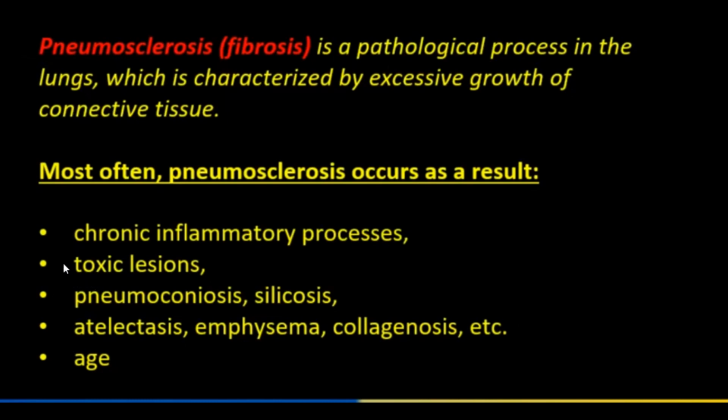Pneumosclerosis, or fibrosis, is a pathological process in the lungs, which is characterized by excessive growth of connective tissue. Most often, pneumosclerosis occurs as a result of a chronic inflammatory process, toxic lesions, pneumoconiosis, silicosis, atelectasis, emphysema, keratinosis, etc. And age is important too.